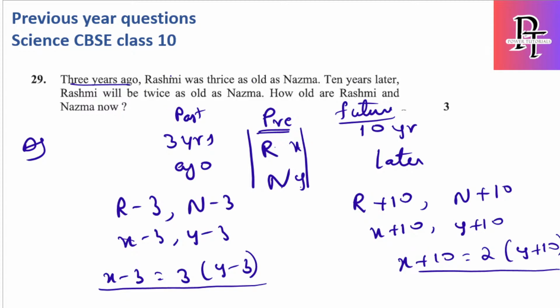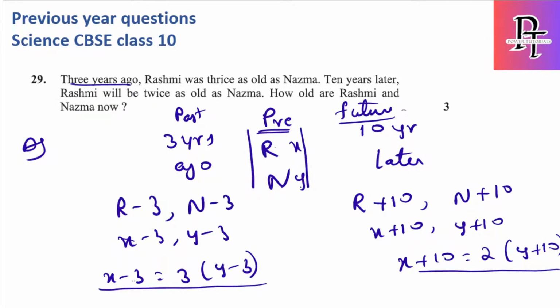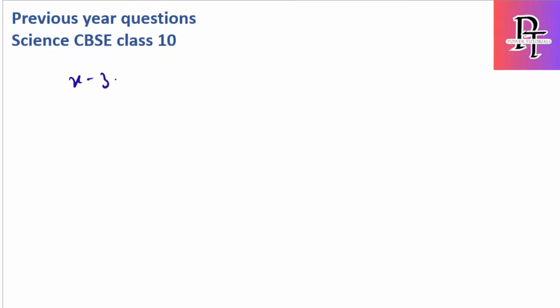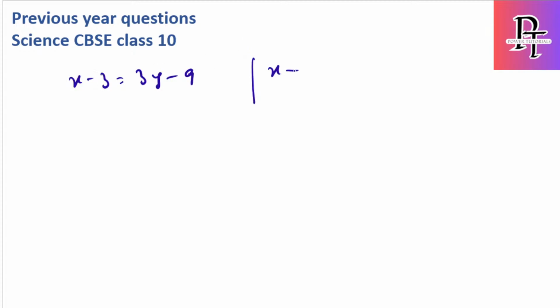So in the past, Rashmi is thrice as Nazma. So x minus 3, Rashmi's age is thrice of Nazma's. And in the future, Rashmi will be twice of Nazma. So x plus 10 is 2 times of y plus 10. Hope you understood how I wrote these two equations. So let's continue here. So x minus 3 is equal to 3y minus 9 it becomes, whereas on the right side x plus 10 is equal to 2y plus 20.